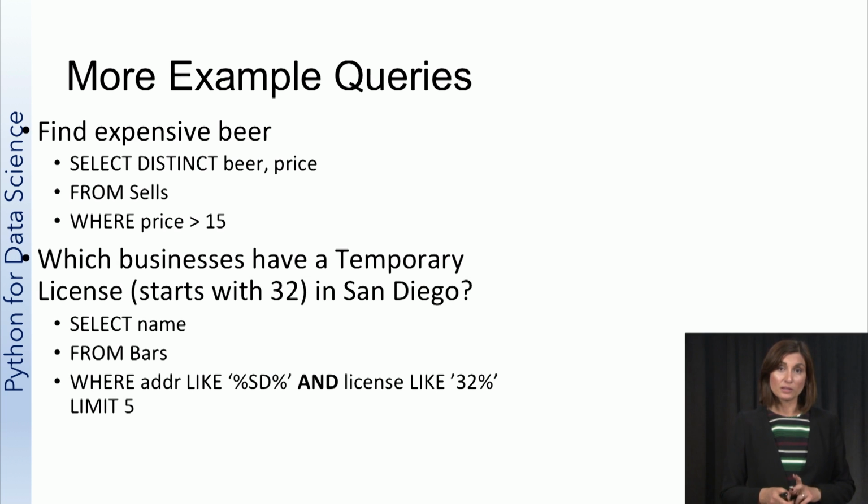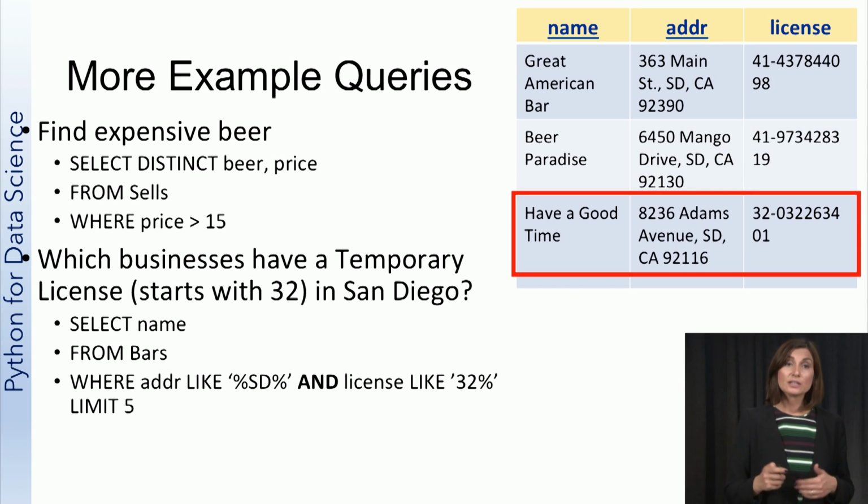The second example shows the case where more than one condition must be satisfied by the result. In this query, the business must be in San Diego, and at the same time it must be a temporary license holder, which means the license number should start with 32. As we see here, these conditions are put together by the AND operator. Thus, this query will pick the third record in the table because the first two records satisfy the first condition and not the second condition.